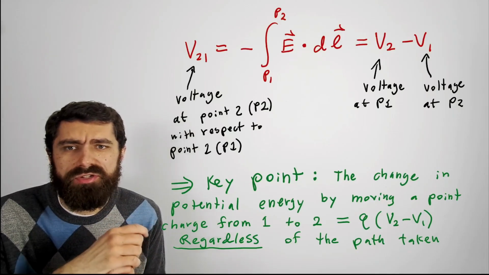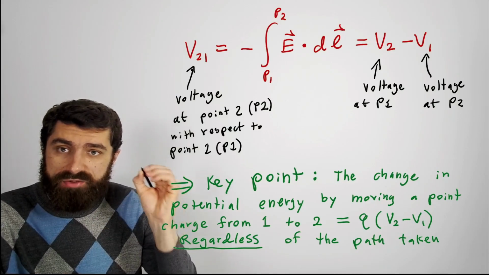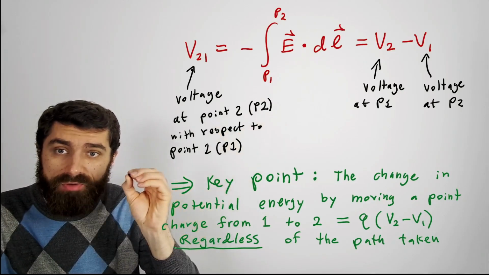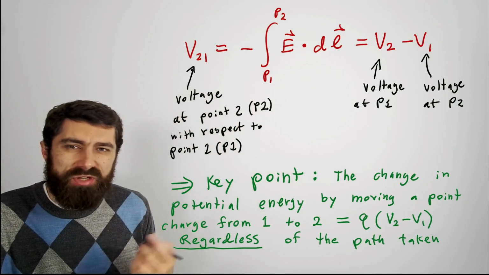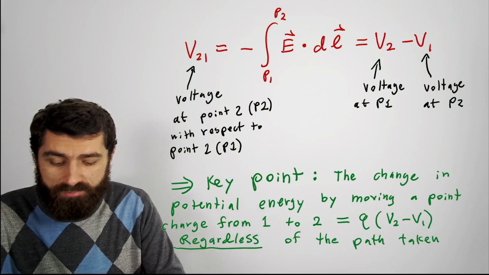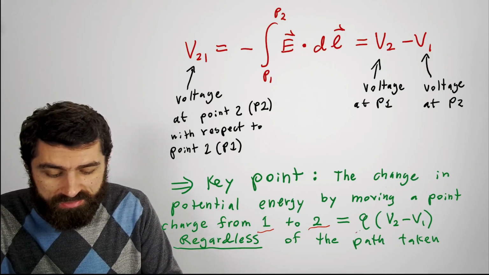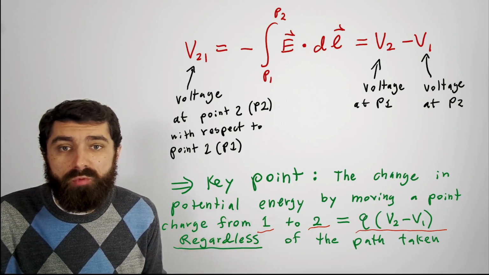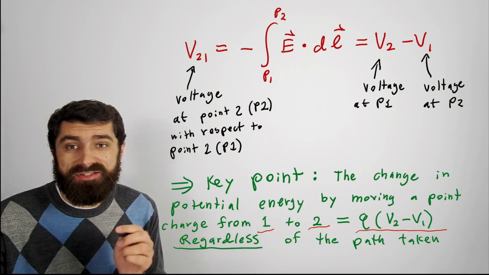Essentially, what this equation is saying is that if you take a certain charge and there's an electric field in the vicinity, and you move it from point 1 to point 2, the change in electrostatic potential energy in going from point 1 to point 2 is going to be Q times V2 minus V1. And that is regardless of the path that is taken.